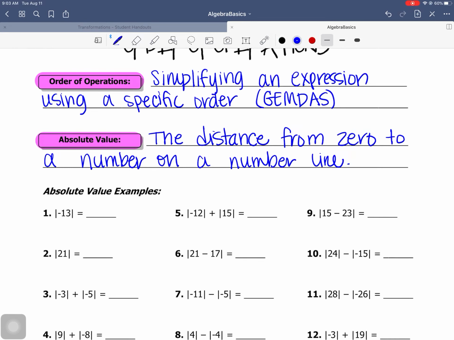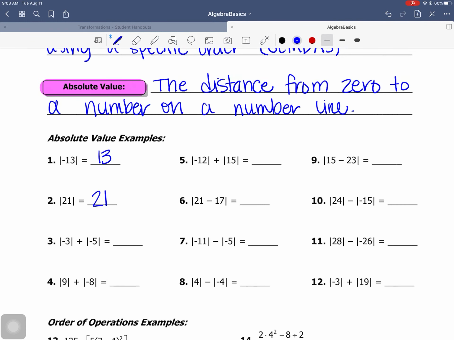The absolute value of negative 13 is 13 because on a number line, negative 13 is 13 units away from the 0. So here, number 2, the absolute value of 21 is 21. Number 3, I can move up. The absolute value of 3 is 3, plus the absolute value of negative 5 is 5, which is 8. All right? 9 plus 8, 17.